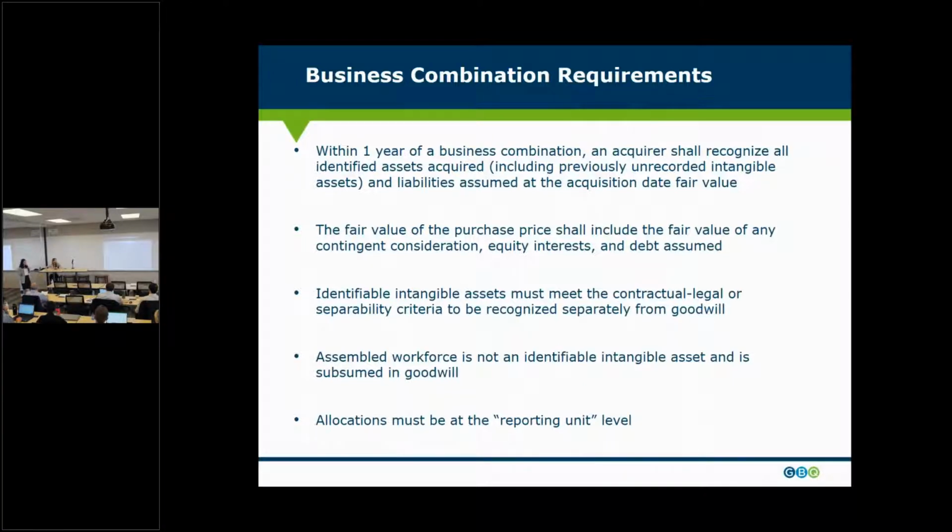Allocations also are at the reporting unit level. So sometimes you'll see companies that have 2 reporting units, which is usually like 2 different types of businesses. So you value it at the reporting unit level.